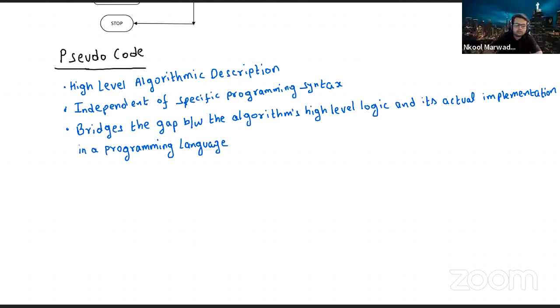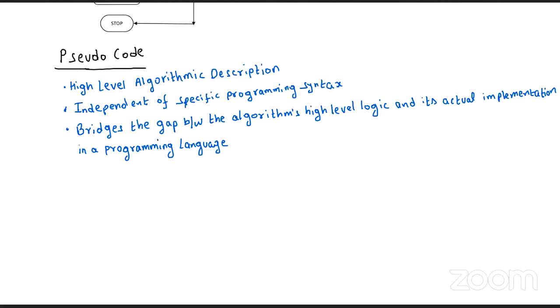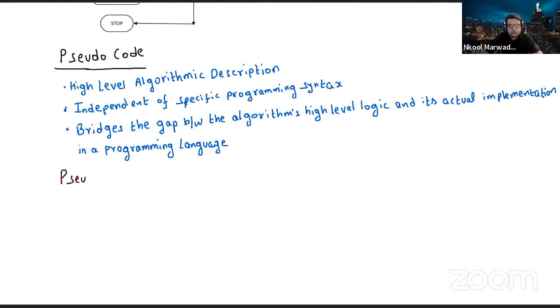And it is understood. Now let us look at one example to get a more clear understanding of pseudocode.